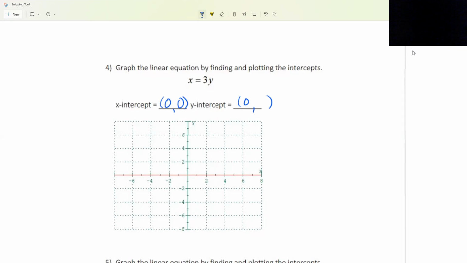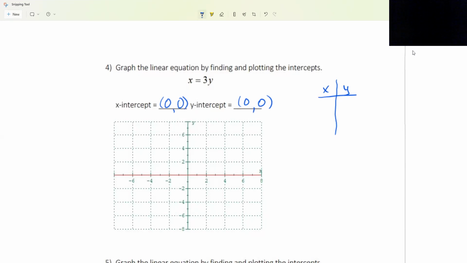So 0 divided by 3 is going to be 0. You come up with the same thing. You'll see that the y-intercept and the x-intercept are the same. So you can't graph this equation by doing that. But what you could do is something you learned earlier.